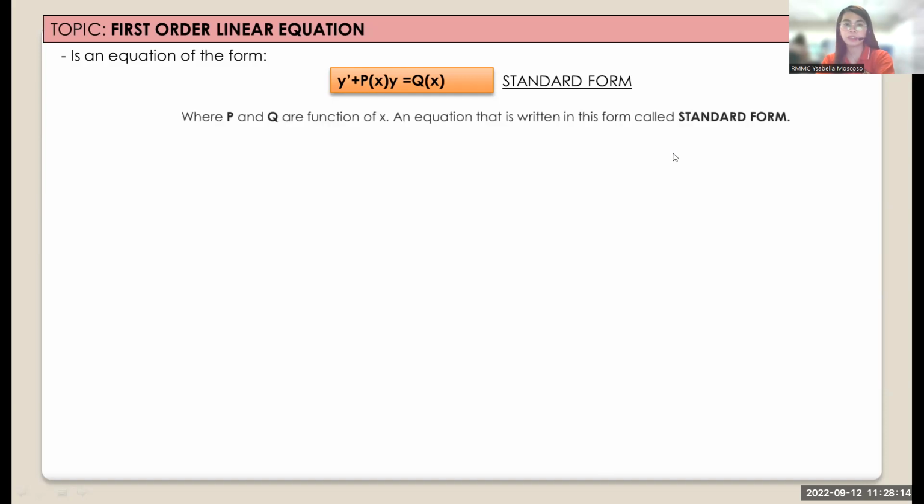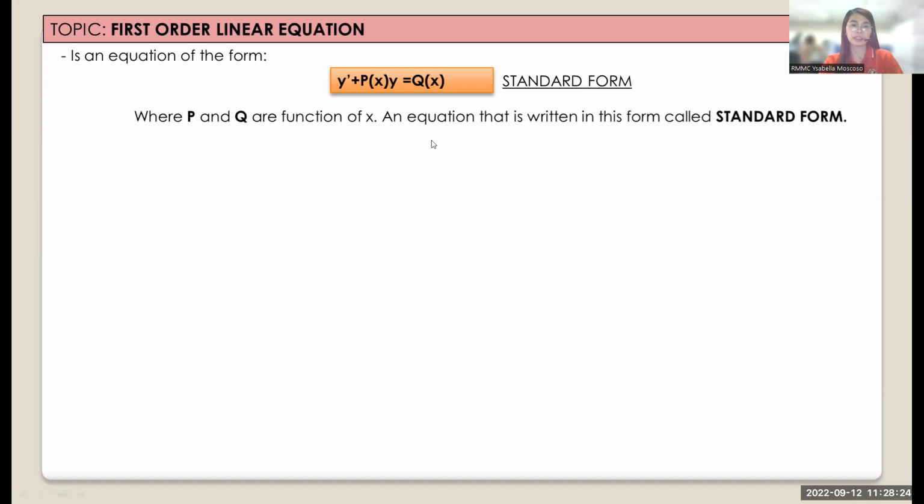Okay, so where the values of your p and q are functions of x, an equation that is written that way is called in the standard form. Therefore, your p of x and the q of x, the function of that one should be in the variable of x only. Okay, so you have y prime plus p of x y equals q of x. Again, p of x and q of x are functions of the variable x only.